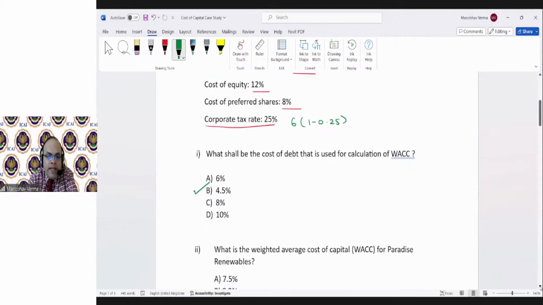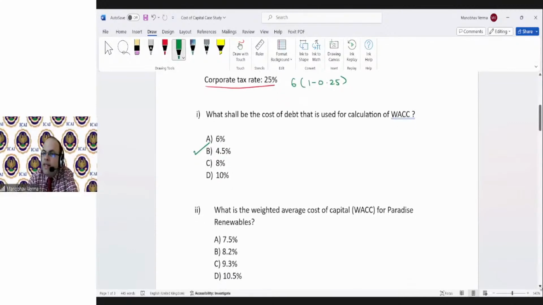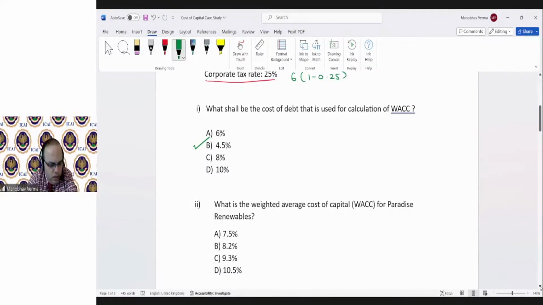So let's go to question number 2. What is the weighted average cost for Paradise? Weighted average cost. You have some options. I requested you guys to take a snapshot earlier of the information. I think you have cost of equity with you, cost of preference, cost of debt you calculated as part of the first question. You have to tell me what is the WACC.